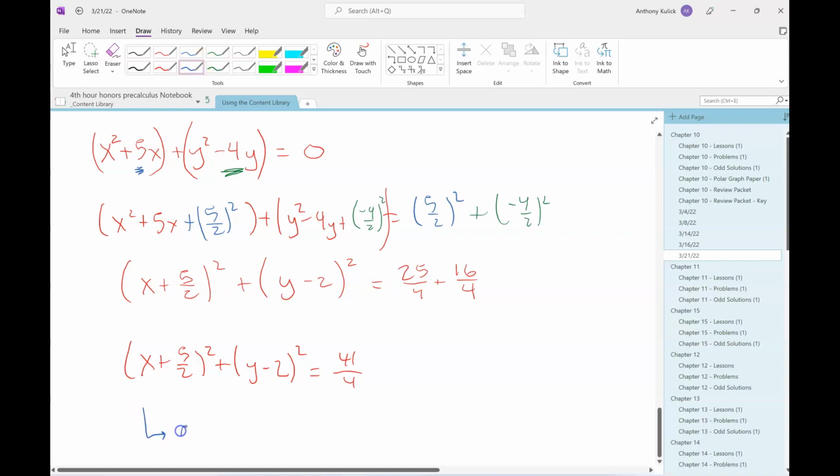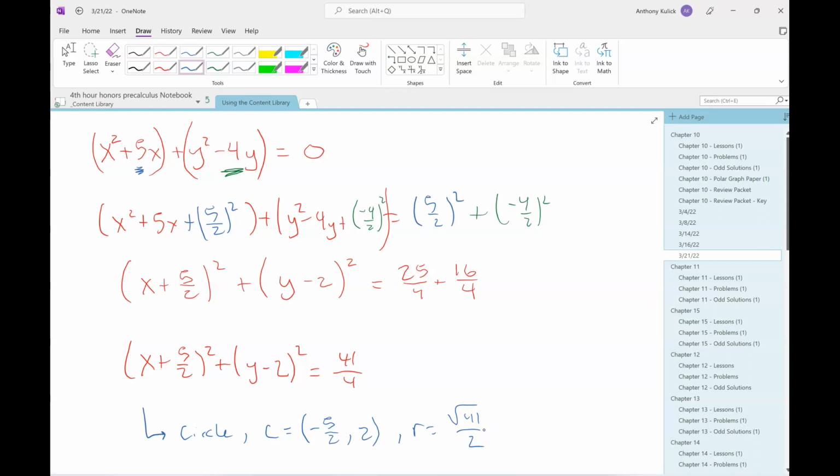So this here, it's a circle. The center of that circle is negative 5 over 2, 2. And the radius is the square root of 41 over 2. Right? Everybody can see that?